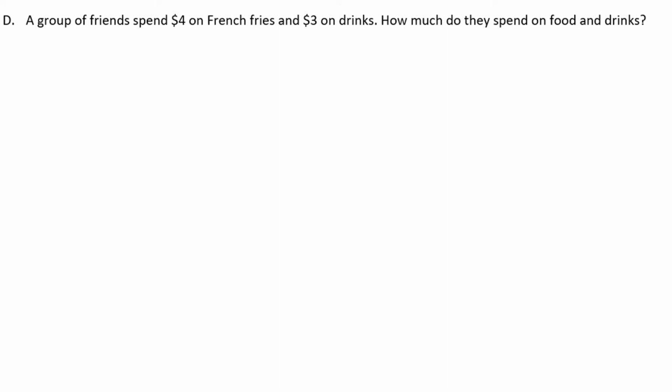Here's our last answer choice that we need to draw a model and write an equation for. A group of friends spend $4 on French fries and $3 on drinks. How much do they spend on food and drinks? Let's read it a second time. A group of friends spend $4 on French fries and $3 on drinks. How much do they spend on food and drinks?